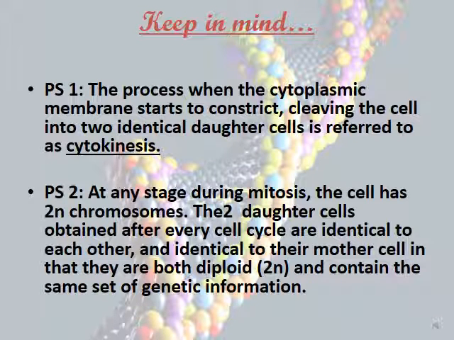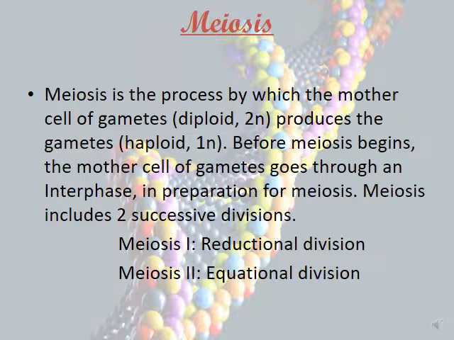You have to know that the cleavage of the cell is known as cytokinesis, and the daughter cells obtained after each cycle are identical to each other and identical to the mother. Now we move to meiosis. Meiosis is the process by which the mother cell of gametes, diploid 2n, will produce haploid gametes, 1n.